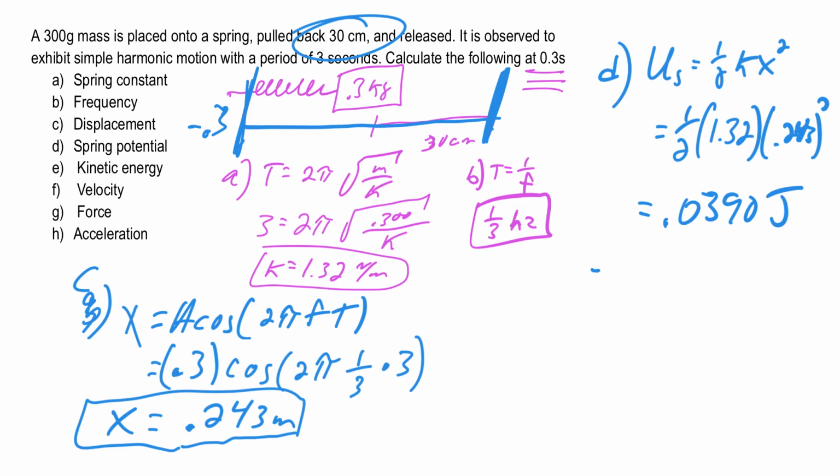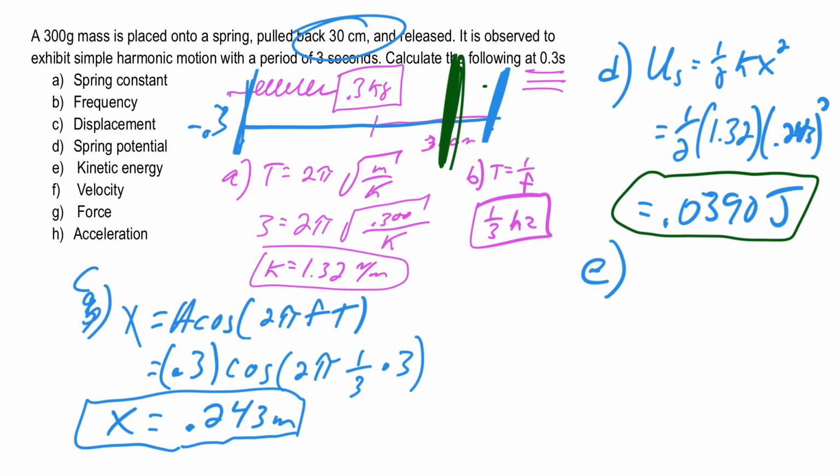Okay, A, B, C, D, E. We're looking for the kinetic. Okay, so we're basically looking at this time here. You changed my color. We're looking for this time right here, right? So we have spring potential and kinetic energy. Well, the amount of spring potential we just calculated. To find the amount of kinetic, we want the total energy, right? That's going to be our spring potential plus the kinetic.